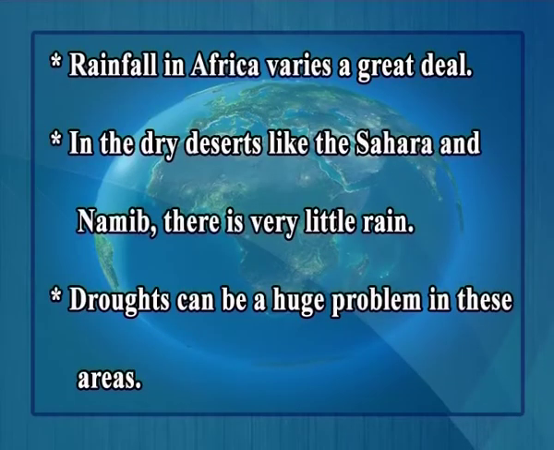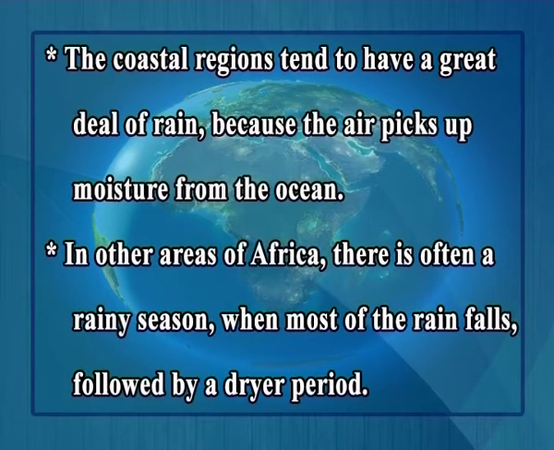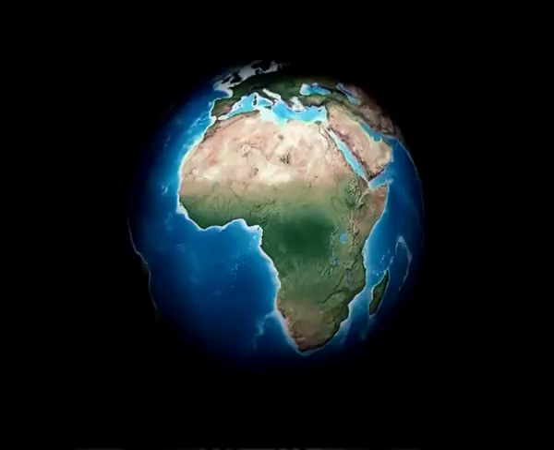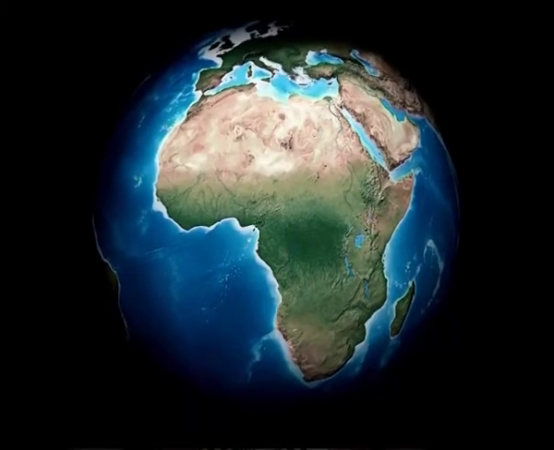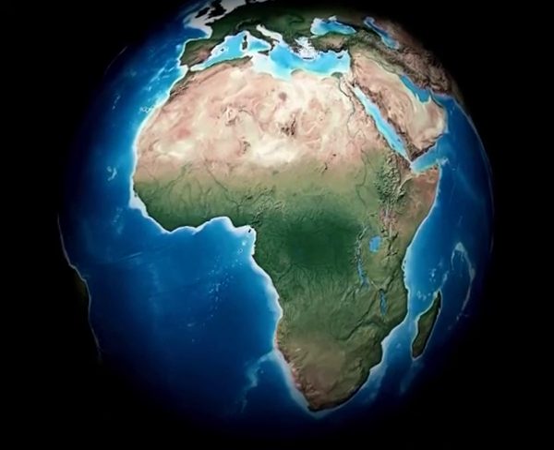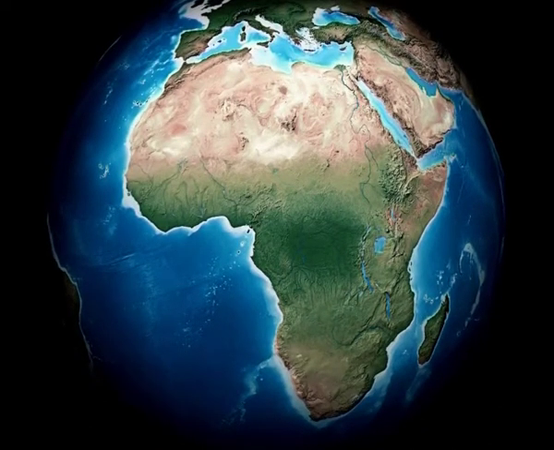Rainfall in Africa varies a great deal. In the dry deserts like the Sahara and Namib, there is very little rain. Droughts can be a huge problem in these areas. The coastal regions tend to have a great deal of rain because the air picks up moisture from the ocean. In other areas of Africa, there is often a rainy season when most of the rain falls, followed by a drier period. The precipitation and temperature greatly affect what kind of plants or vegetation grows in different regions.